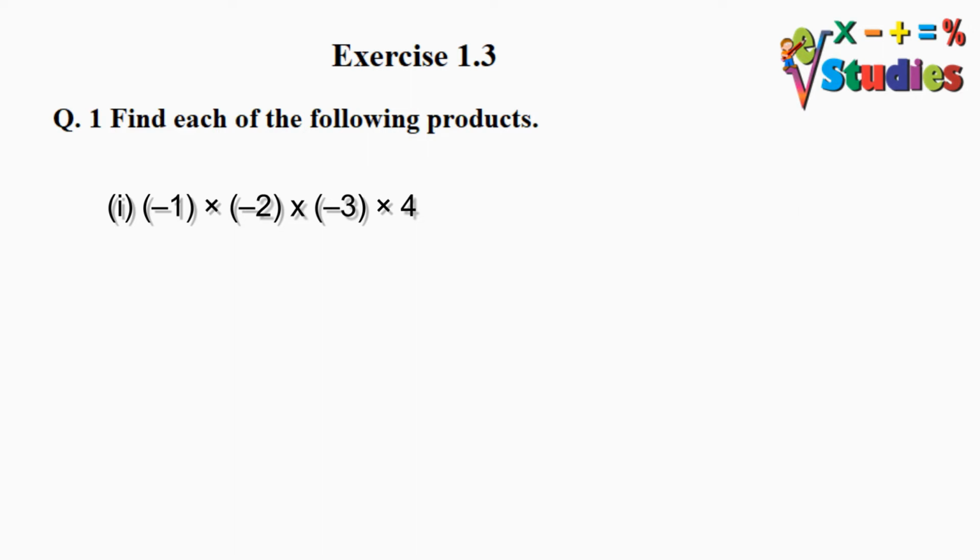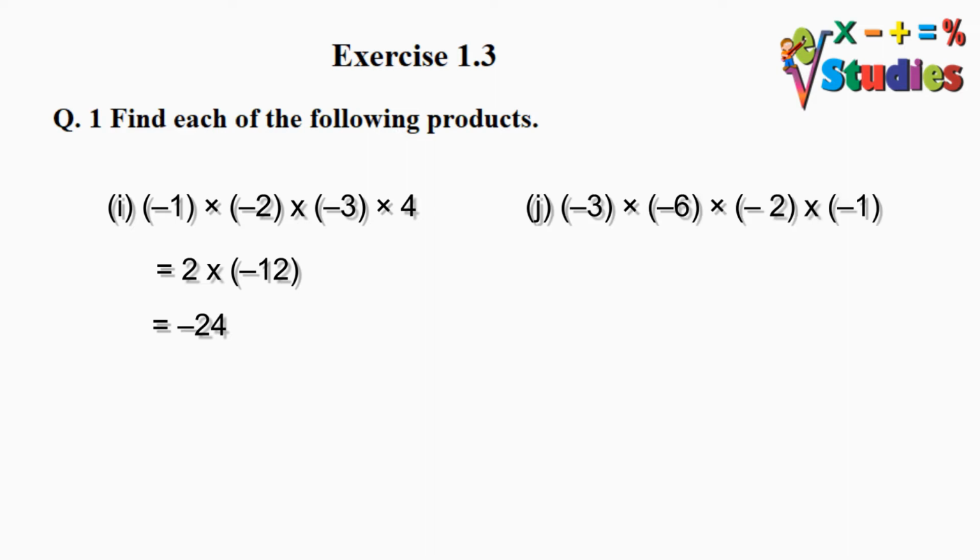Now let's look at question number 1I. We have negative 1 multiplied by negative 2 times negative 3 and multiplied by positive 4. So multiplying negative 1 and negative 2 will give us positive 2, and multiplying negative 3 and positive 4 will give us negative 12. Then we have to multiply negative 12 with positive 2, and that will give us the answer negative 24. Let's move on to question number 1J.